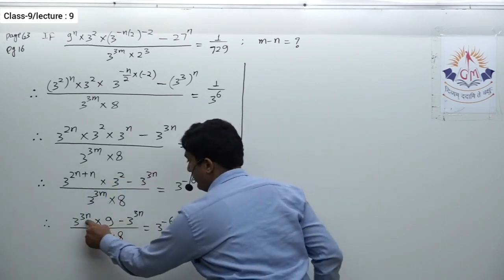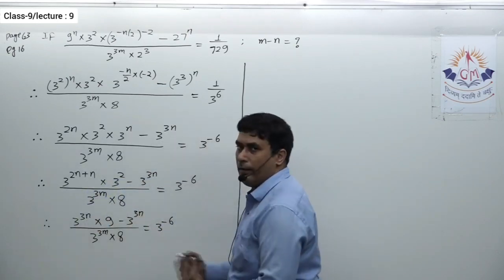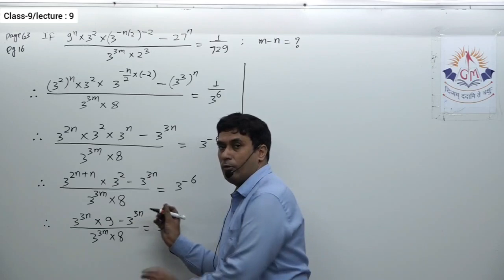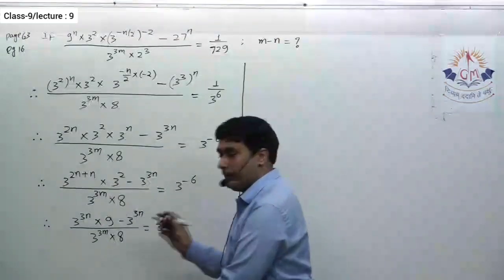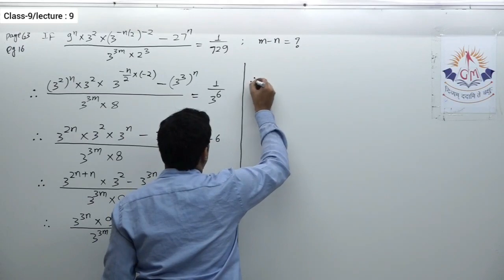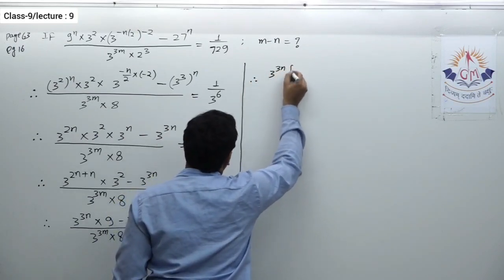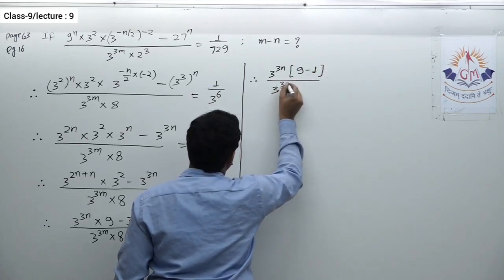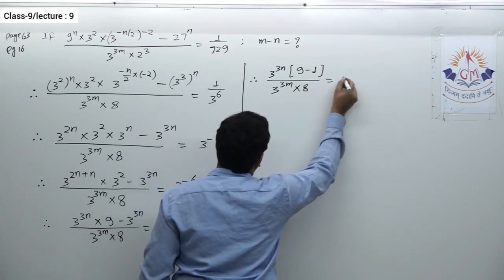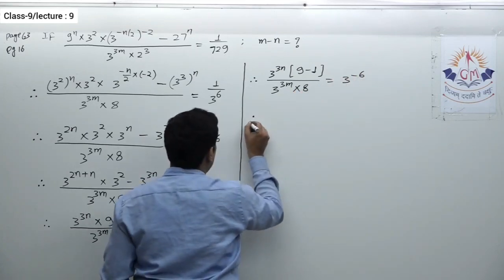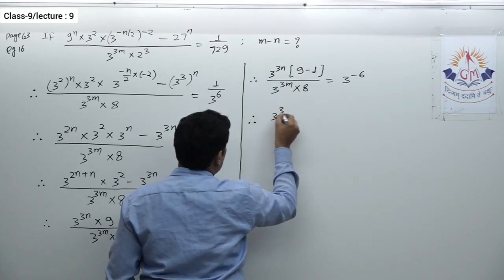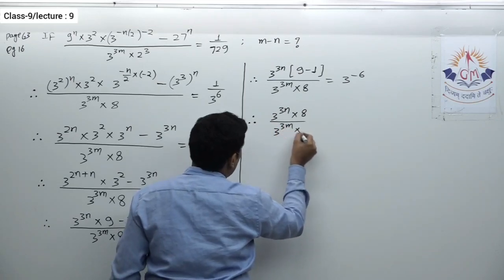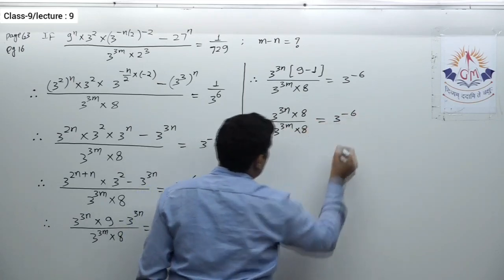Okay, now you can see 3 raised to 3n is common, or in other words you can say this is 9 times of 3 raised to 3n, this is 1 times of 3 raised to 3n. So 9 minus 1 gives you 8 3 raised to 3n, or if you want to take it common, that also works. 3 raised to 3n has been taken common, so 9 minus 1, and denominator we have 3 raised to 3m multiplied by 8 is equal to 3 raised to minus 6. Okay, now 3 raised to 3n multiplied by 8 upon 3 raised to 3m multiplied by 8 is equal to 3 raised to minus 6.